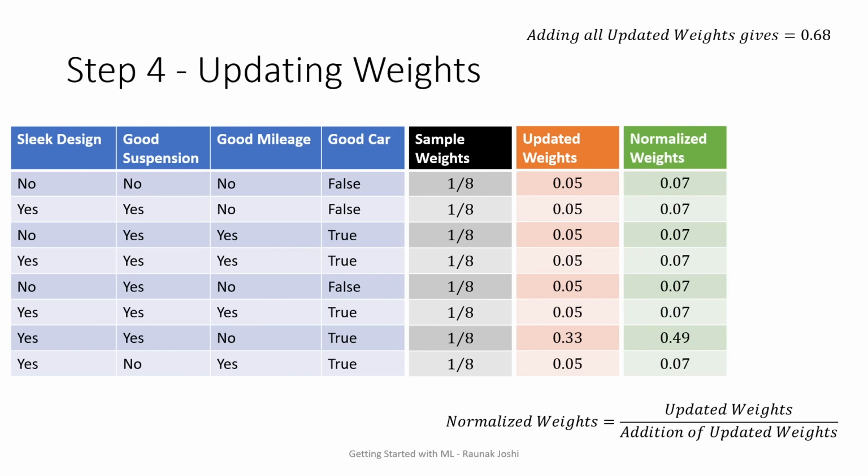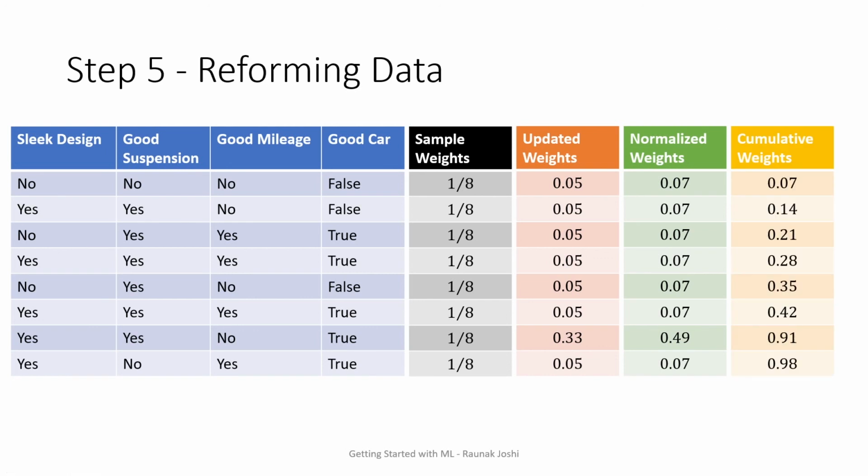Okay, so what we are going to do, we are going to take the value of 0.68, and first divide over here, which is 0.05 divided by 0.68, we get 0.07. Similarly, I'll repeat the procedure till the end. So whenever I divide 0.33 by 0.68, I'm going to get 0.49, and similarly you have to do the division.